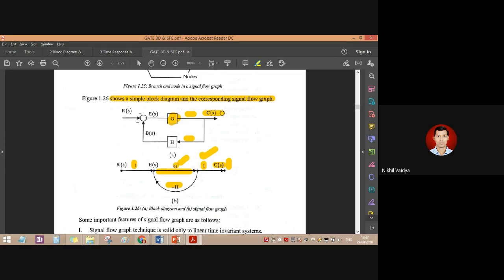Previously what we used to write, C of S is equal to, so here this is a closed loop transfer function. Let us consider there is no feedback. Feedback is not present here, and you only have this particular system: R of S, then the summing point, then G of S and C of S. So what will be the value of C of S, considering there is no feedback in this system?